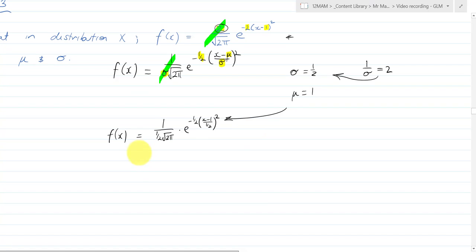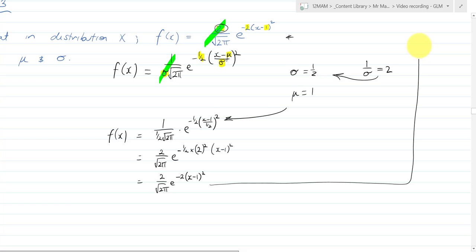And if I do the expansions here, 1 over half just gives me 2 over the square root of 2 pi, so that's worked. E to the negative half times a half squared, times 2 squared, because we're dividing by a half, which is the same as multiplying by 2. And then I'm left with x minus 1 squared. And of course that is 2 over the square root of 2 pi e to the, and that all cancels out. Negative a half times 4 is just negative 2 x minus 1 squared. And that is what we started with. So we're happy with that.